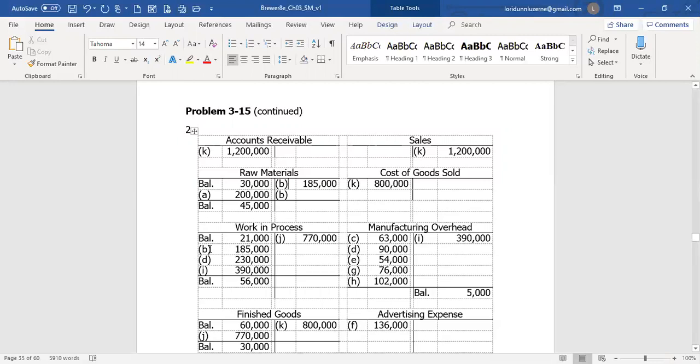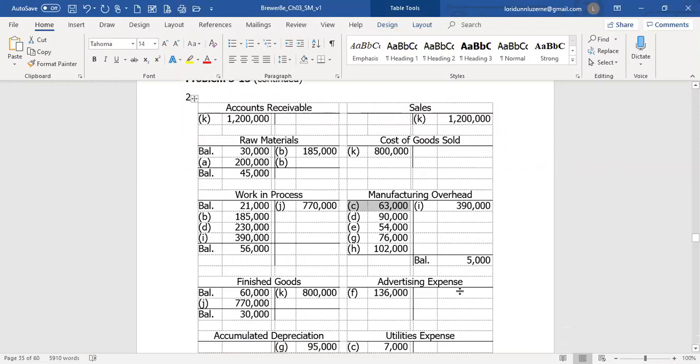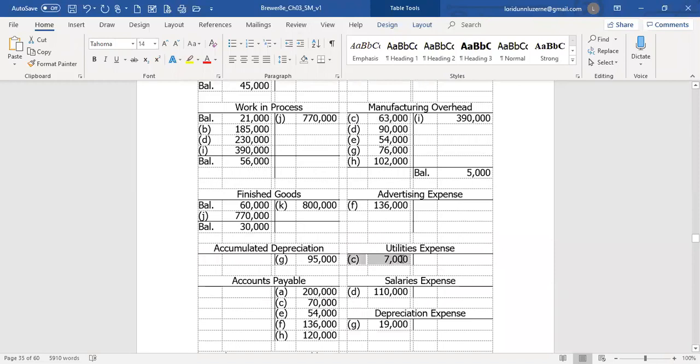In C, what happened in C? We had utility bills. We debited the manufacturing overhead account, $63,000. So this is where we're collecting all of those indirect costs of the factory and building the heavy equipment. And then we debited utility expense because that has nothing to do with building. That has to do with our selling and administrative departments. And then we credited accounts payable.